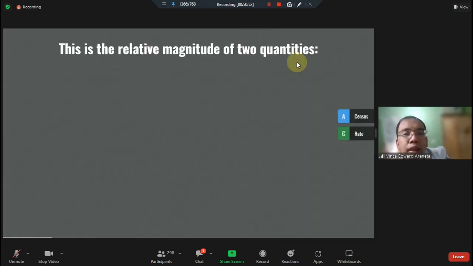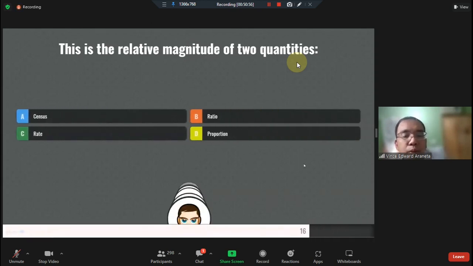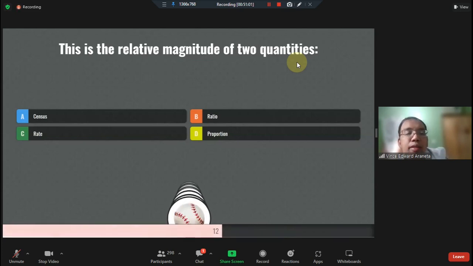Next, question 3. This is the relative magnitude of two quantities. A. Census, B. Ratio, C. Rate, D. Proportion.